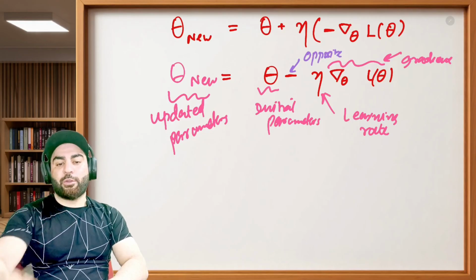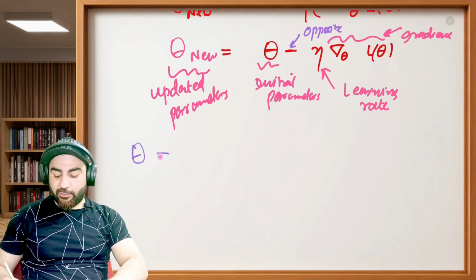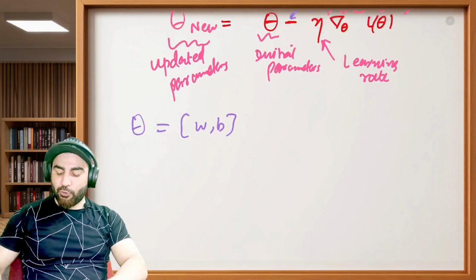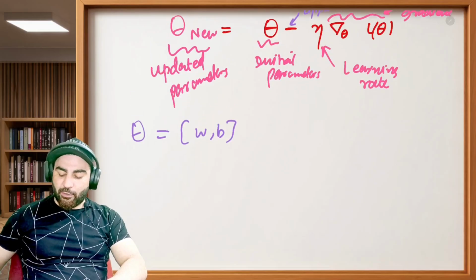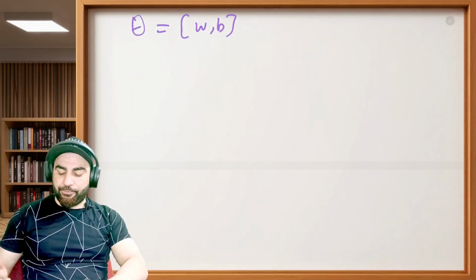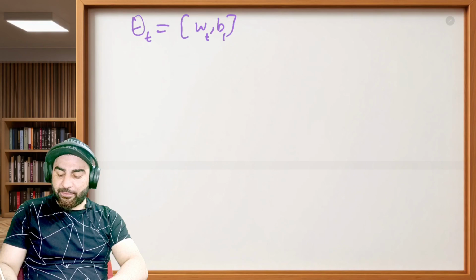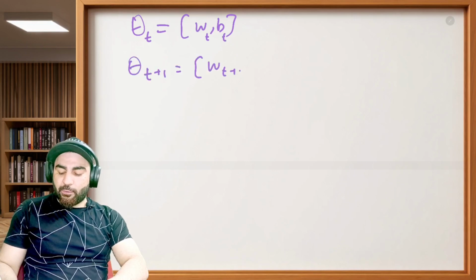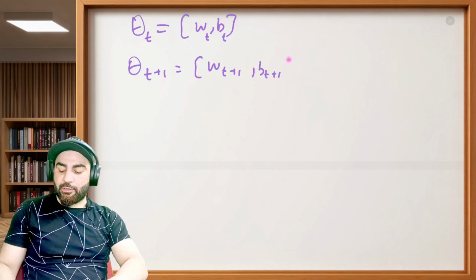Okay, so now if initially theta was equal to these weights and biases, so this was your theta, what should be theta t plus 1? Initially I said we have W_t and b_t. So this is theta t, this is W_t and b_t. If you have theta t plus 1, that means we have W_t plus 1 comma bias b_t plus 1. So how to update this?